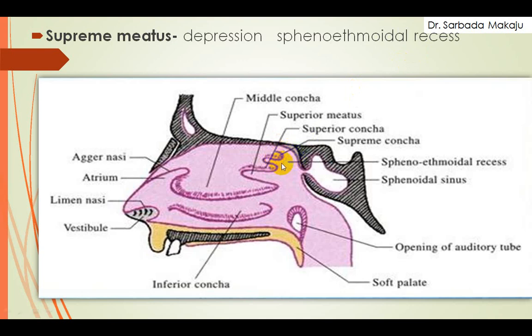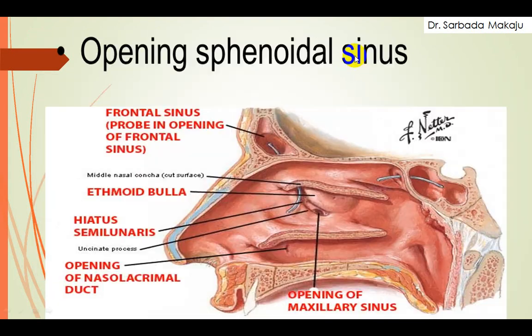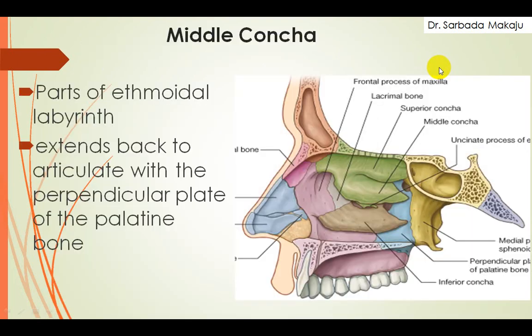Posterior to the supreme meatus, there is a recess. This recess is known as the spheno-ethmoidal recess. Now this portion is the spheno-ethmoidal recess. Within this, there is the opening of a sinus. This is the opening of the sphenoidal sinus.